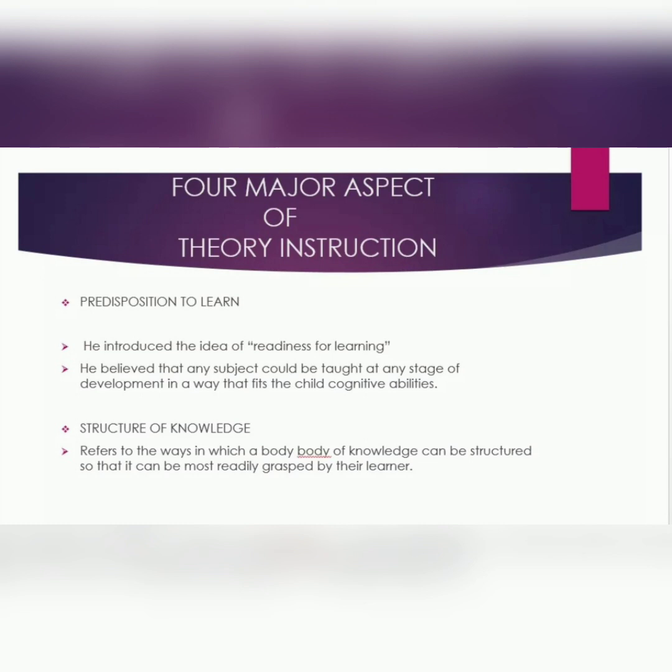Four major aspects of theory of instruction. Predisposition to learn. This kind of theory believes that any subject should be taught at any stage that fits the cognitive abilities. Structure of knowledge. This is the part where the knowledge should be structured according to the cognitive level of the child so it can be easily understood.